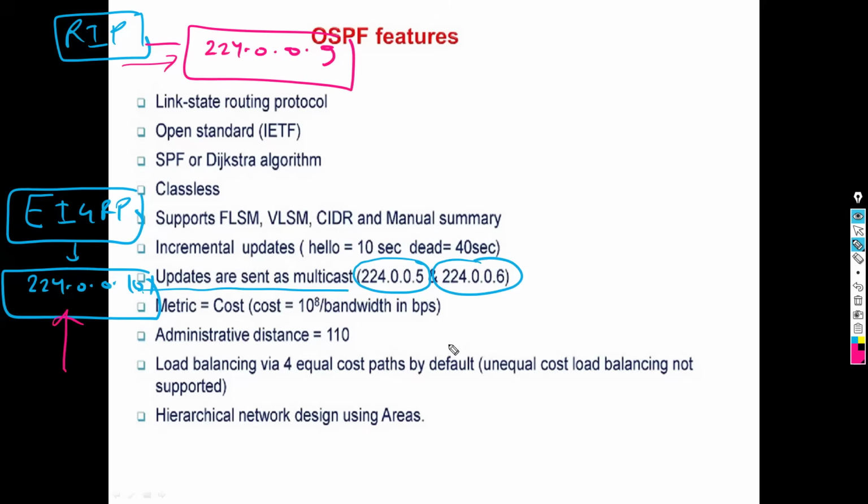So RIP and EIGRP use a single multicast address, but OSPF is using two multicast addresses, 224.0.0.5 and 224.0.0.6. Where you can use 224.0.0.5 and where you can use .6, we'll discuss, okay? But right now, I'm giving you an idea. We have two multicast addresses in the OSPF protocol. Clear my point?